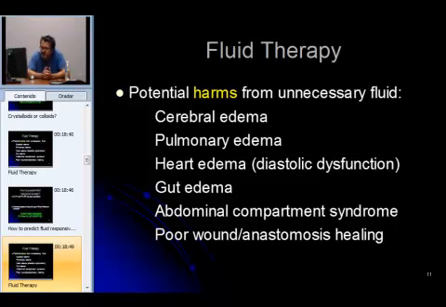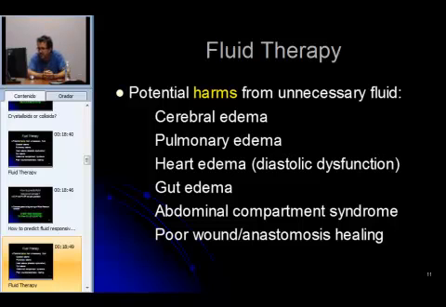You're going to get gut edema, so you increase your chances of abdominal compartment syndrome. And if you have an anastomosis in a bowel, or you have a wound, or you have a graft that has been recently transplanted, all this fluid, if it was not indicated, will just cause edema and dysfunction.